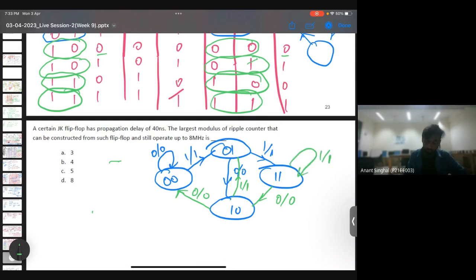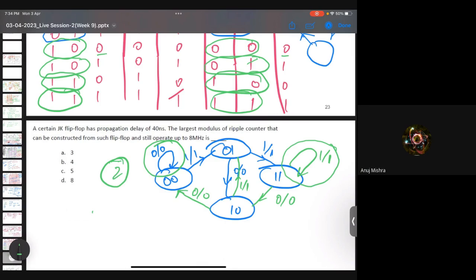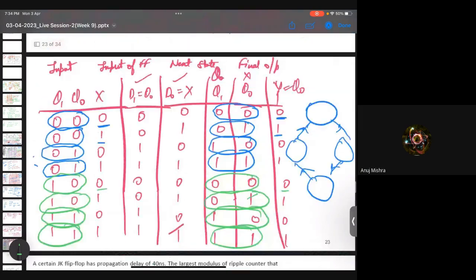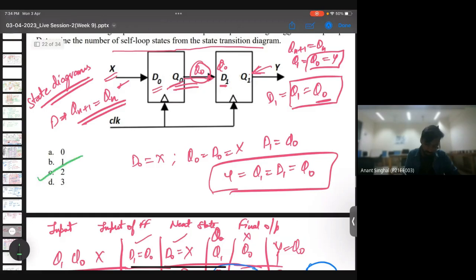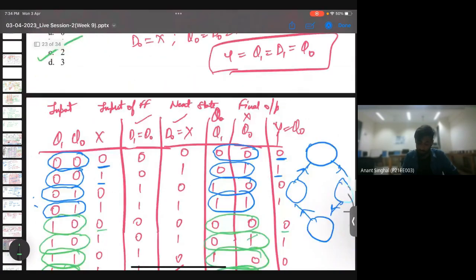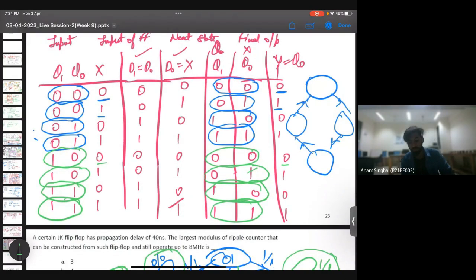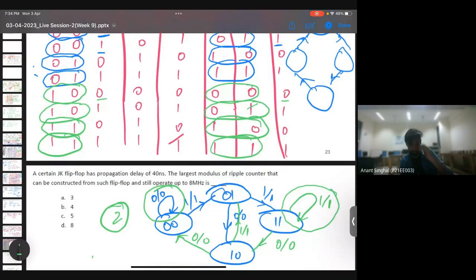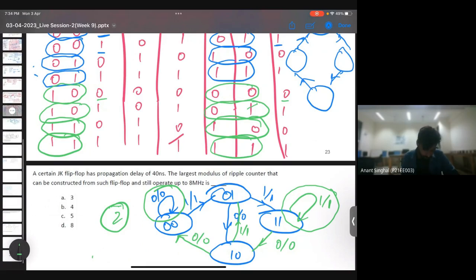So the question asks for the number of self loops. A self loop is nothing but this one, because it is going to the same state, and this one. So we have only two self loops in the whole state diagram. Is it clear? Nice question. The answer to this problem is 2, which is option C. Any doubts? You can check the table again. Okay, let's proceed to the next problem now.